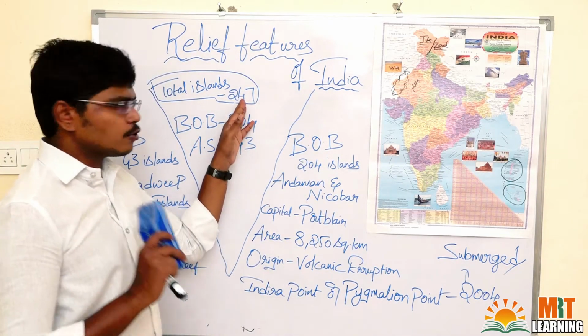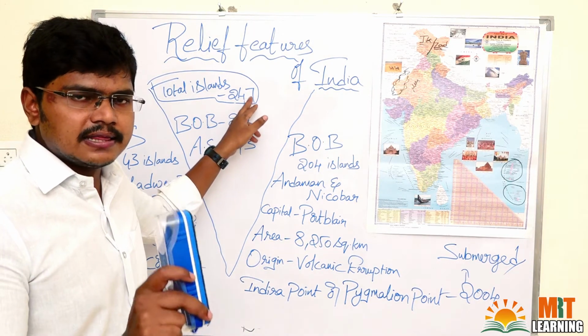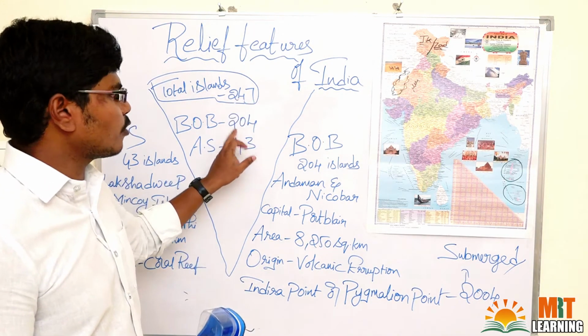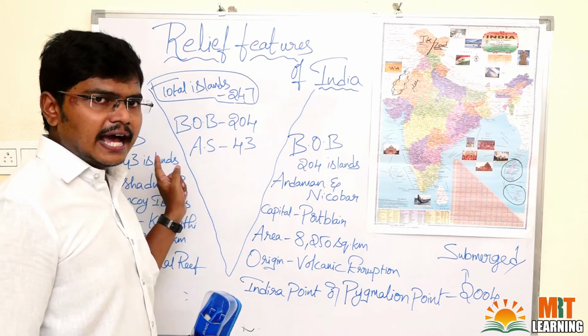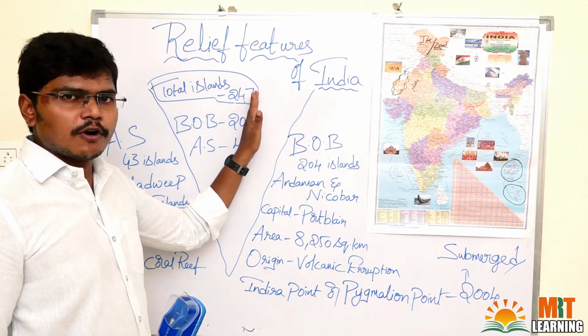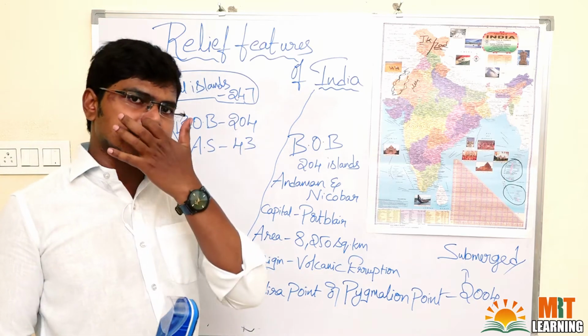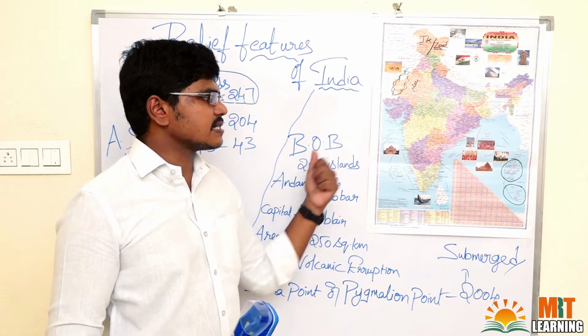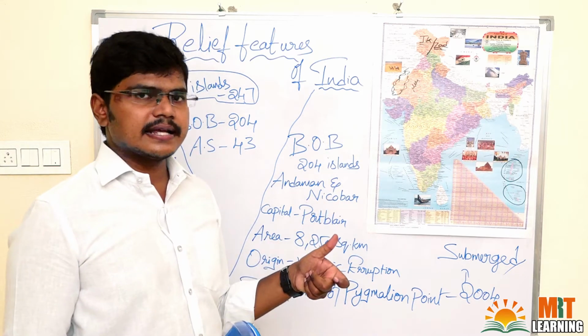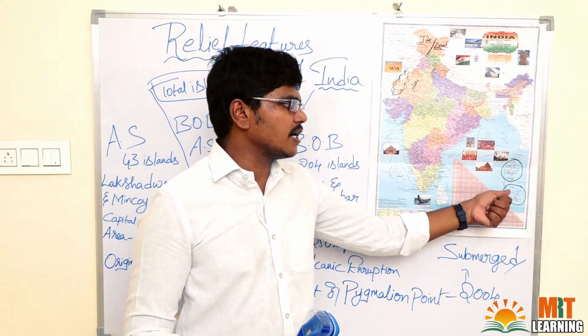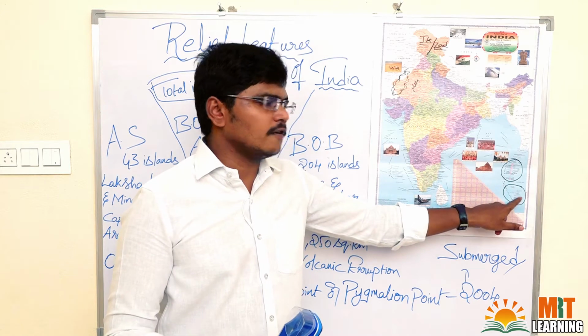Okay, we have a total of 247 islands. Of the 247 islands, 204 islands we can see in the Bay of Bengal and 43 islands we can see in the Arabian Sea. Out of these 247 islands, what is the largest island in India? The largest island in India is Great Nicobar Island. Where we can see that Great Nicobar Island means in Andaman and Nicobar, that means in the south of Andaman and Nicobar Islands.